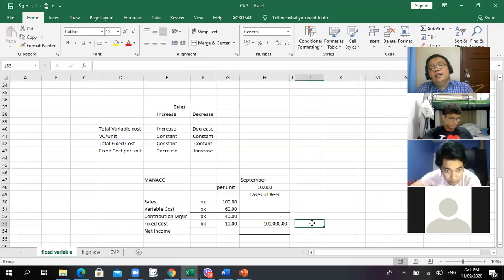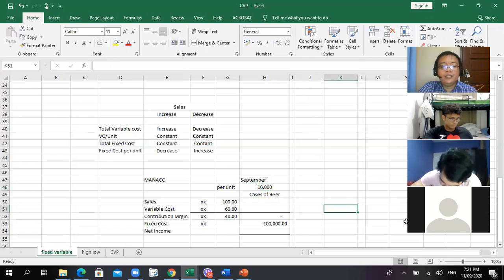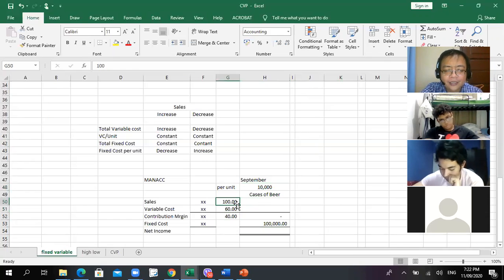In the CVP analysis, take note of this: always given is the variable cost per unit, the total fixed cost, and also the volume. Of course, the selling price is also given. If you subtract the variable cost from the selling price, you have your contribution margin. In the CVP analysis, that is always given.